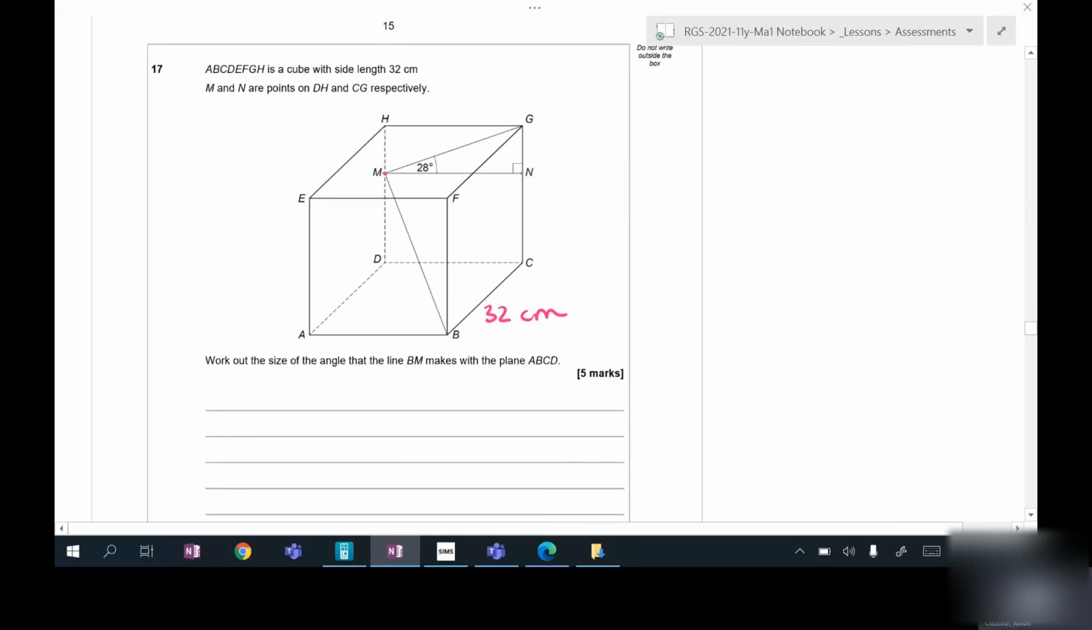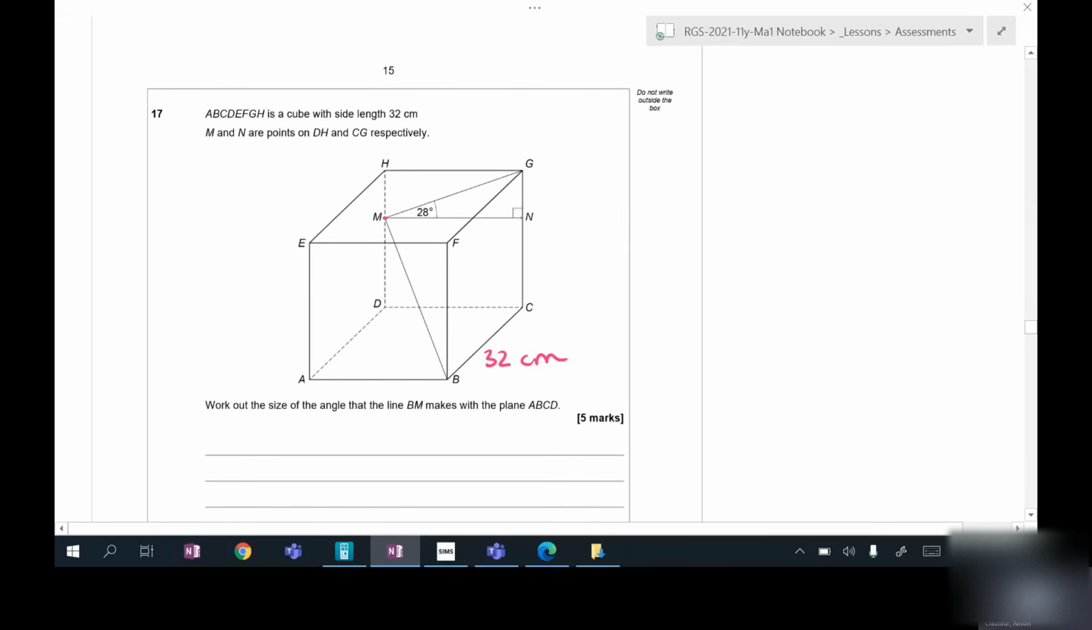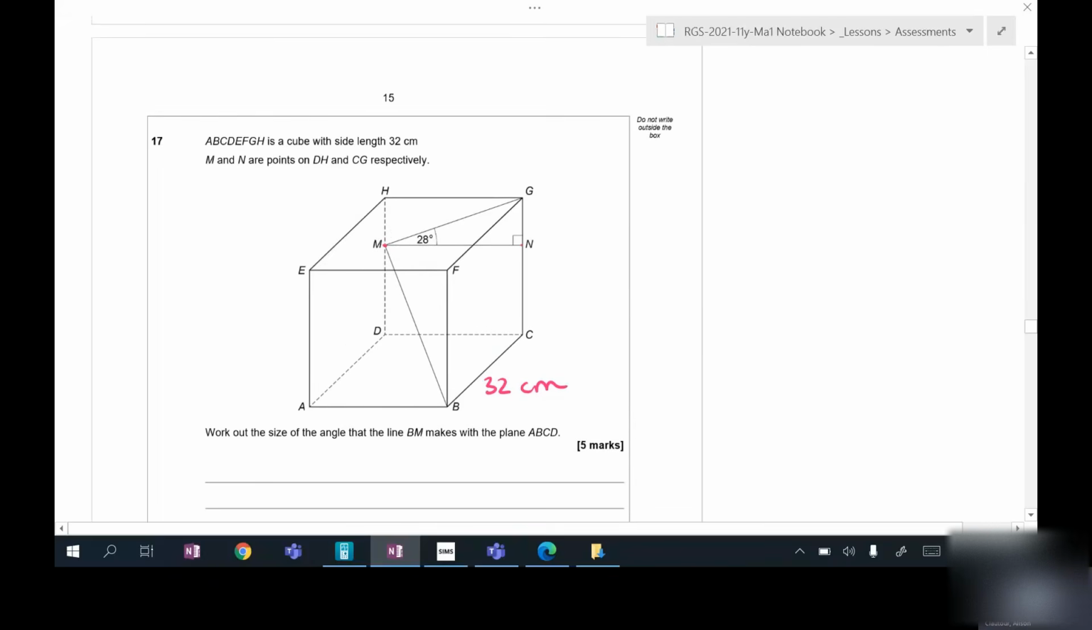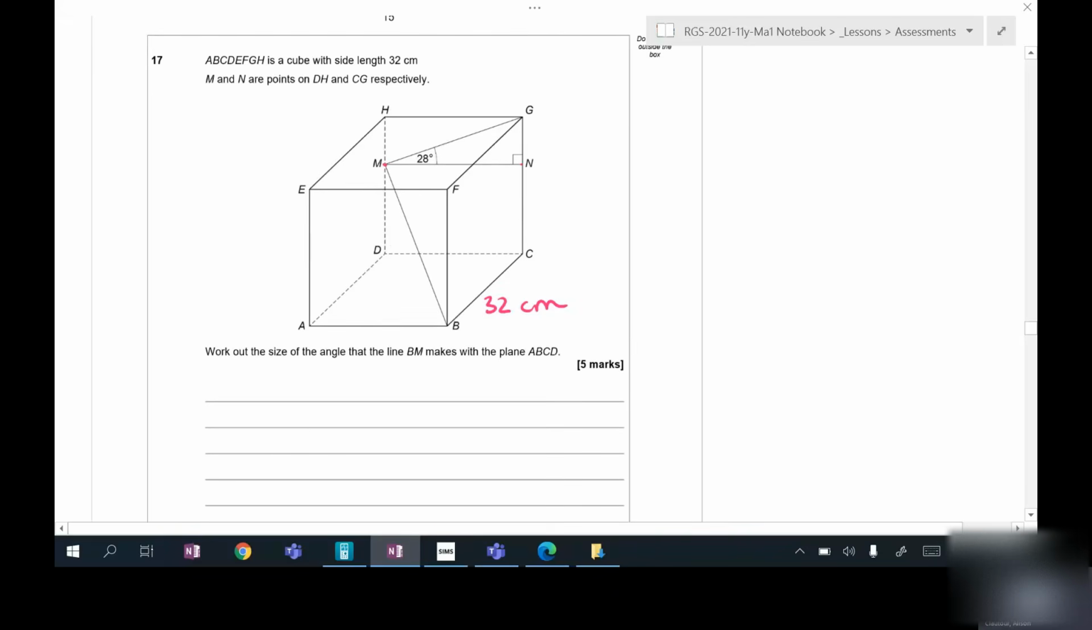And we want to work out the angle the line BM makes with the plane ABCD. So the plane ABCD is the base. So we want to look for the angle between this line BM and this base. So I'm just going to add a diagonal line in here, and that's the angle that we're trying to find.